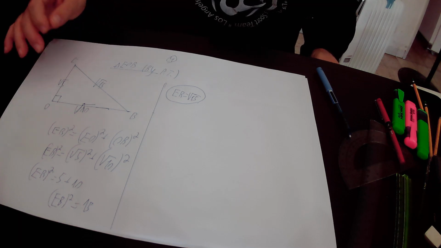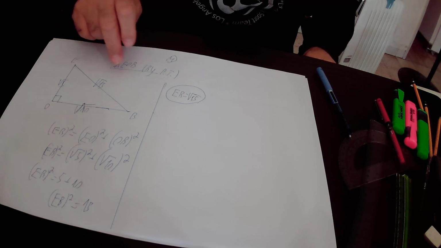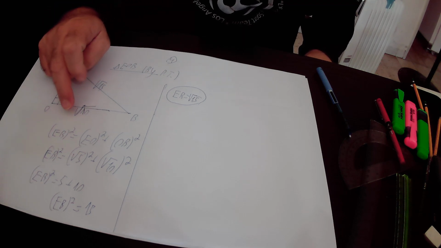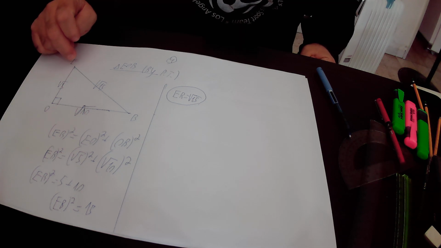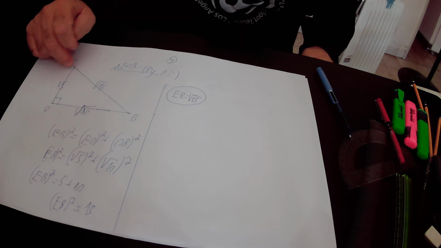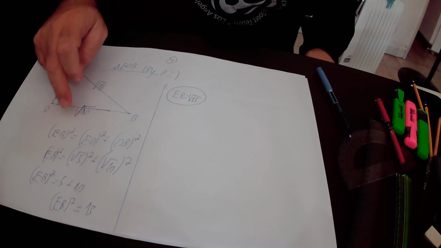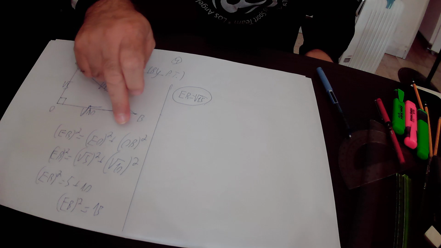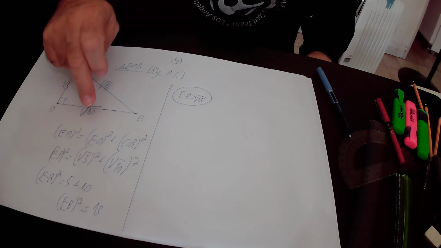According to the Pythagoras theorem, the square of the hypotenuse equals the sum of the squares of the perpendiculars. The hypotenuse is EB, therefore the square of the hypotenuse is EB squared, and it must be equal to the sum of the squares of the perpendiculars. That is to say, it must be equal to EO squared plus OB squared. So in conclusion, EB squared equals EO squared plus OB squared.